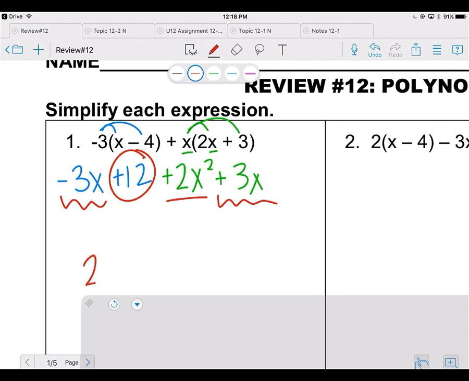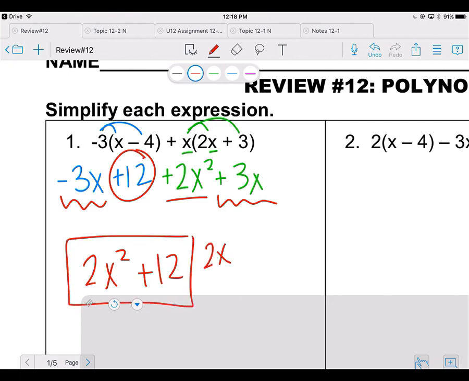So combining my x squareds, I just have the 2x squareds. 3x minus 3x, or -3x plus 3x, cancels out. And then we just have the plus 12. Some people do like to put plus 0x, but it's really unnecessary. And actually, some people forget to put the 0, and then that's really an imaginary 1, which is not 0. So I don't recommend it.